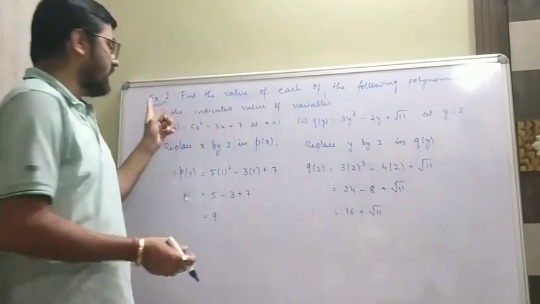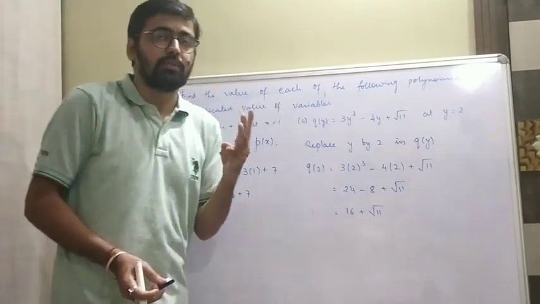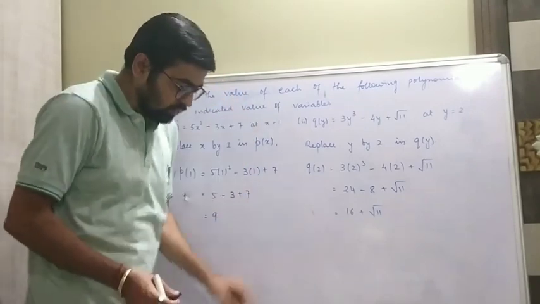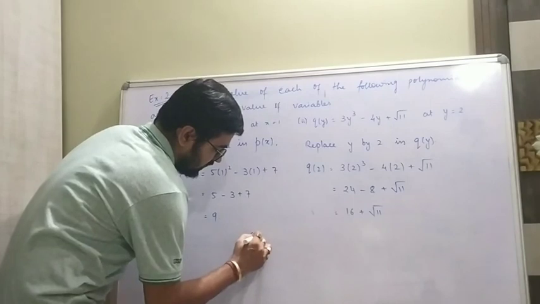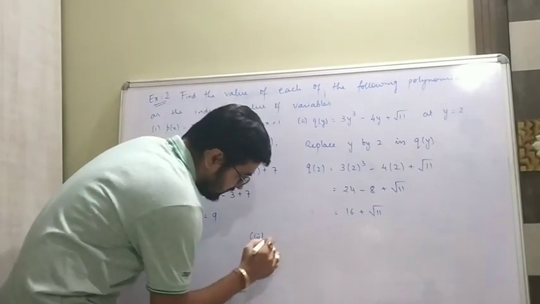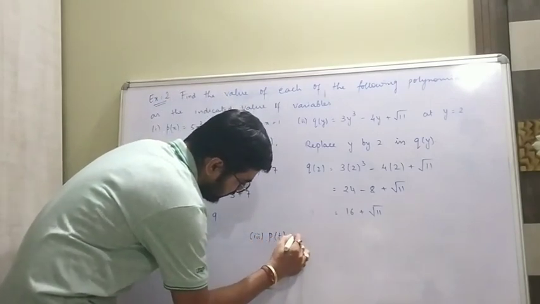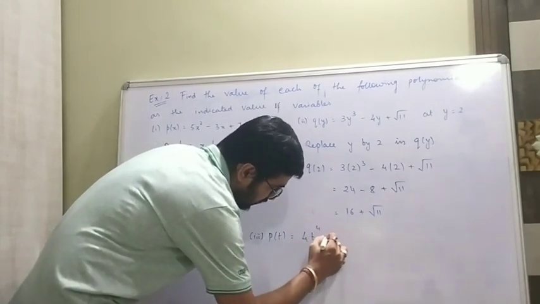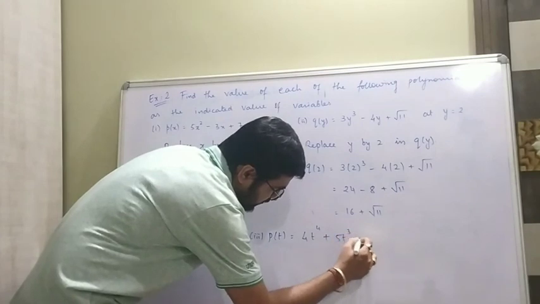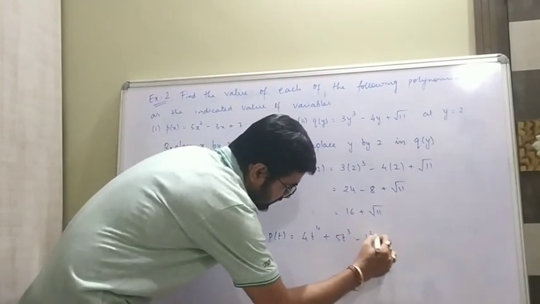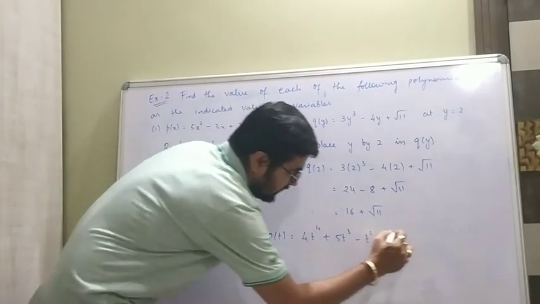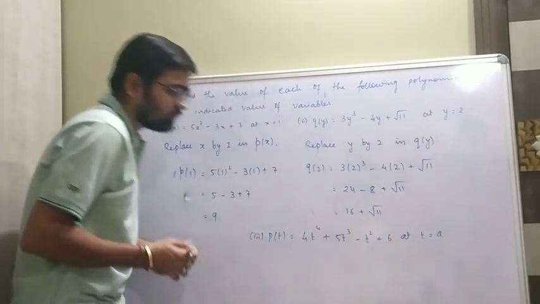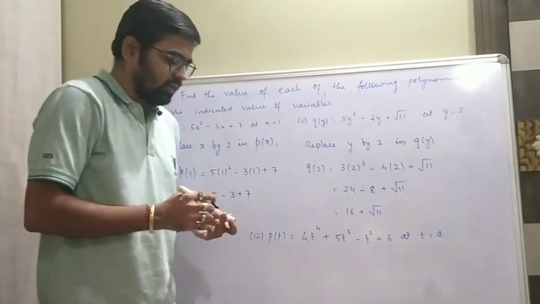Now in this particular example number 2, there is a third polynomial also given, which I want you to try at your home. For you, I'll write that particular question number 3. It is given as p of t equals 4t raised to 4 plus 5t cube minus t square plus 6 at t equals a. So how will we solve this kind of problem?